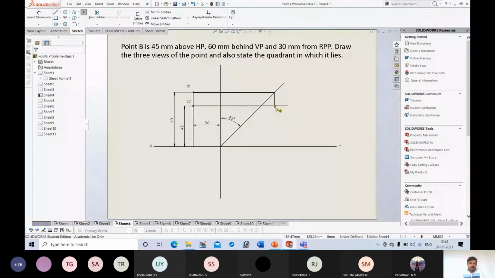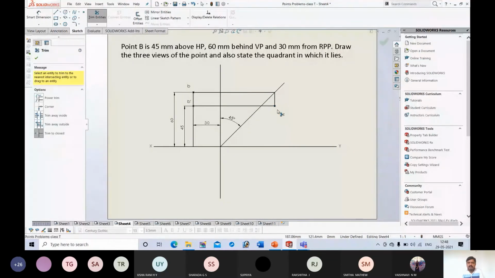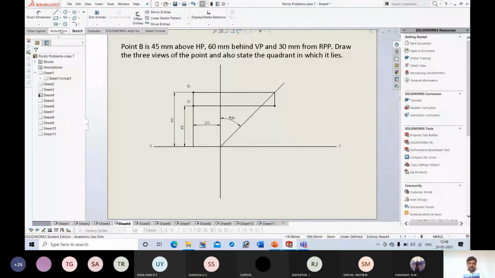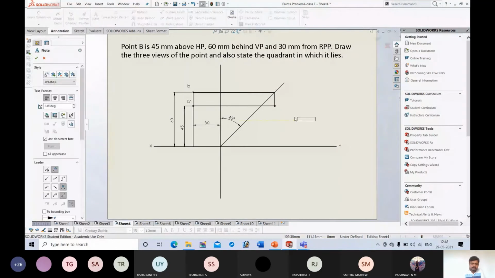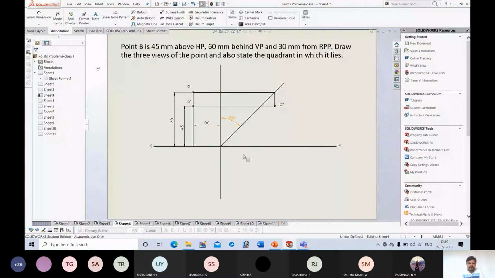Okay, you can erase the remaining things. So this is B double prime. Here all lines must be thin. Only 3 points should be thick. They must be highlighted.